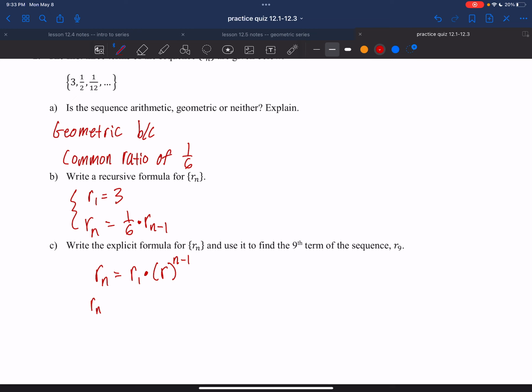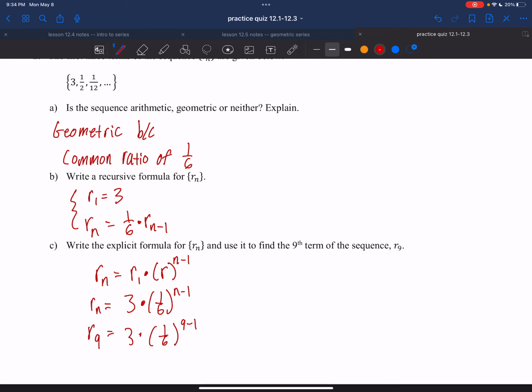So then R sub n, actually, maybe it'll help you realize exactly what you're doing, so you can have confidence in it and not just plug stuff in mindlessly. Okay, so R sub n equals 3 times 1/6 to the n minus 1, because R is the common ratio and R sub 1 is the initial value. Don't get those R's confused. Sorry. And now I say, what's R sub 9? Well, it's 3 times 1/6 to the 9 minus 1.